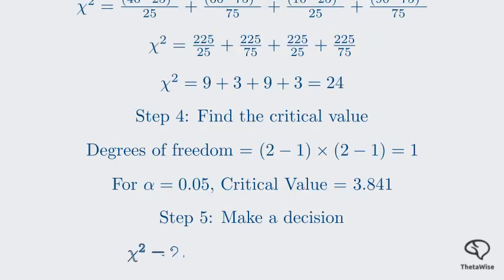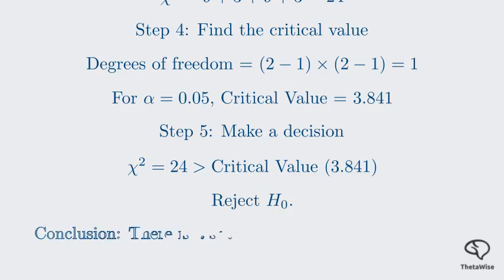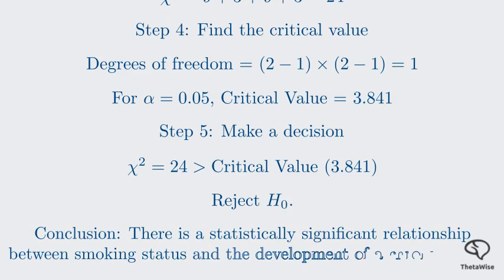Step 5. Make a decision. Our calculated chi-square of 24 is much larger than the critical value of 3.841. Therefore, we reject the null hypothesis. Conclusion. There is a statistically significant relationship between smoking status and the development of a chronic cough.